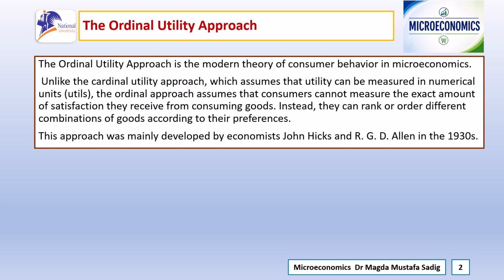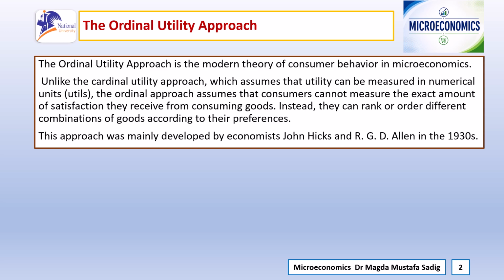Suppose a consumer has 3 bundles of goods: Bundle A, Bundle B, and Bundle C. Bundle A contains 5 apples and 2 oranges. Bundle B contains 3 apples and 4 oranges. Bundle C contains 2 apples and 1 orange. After comparing these bundles, the consumer ranked them as A is preferred to B and B is preferred to C. So mathematically, A is greater than B in its utility.